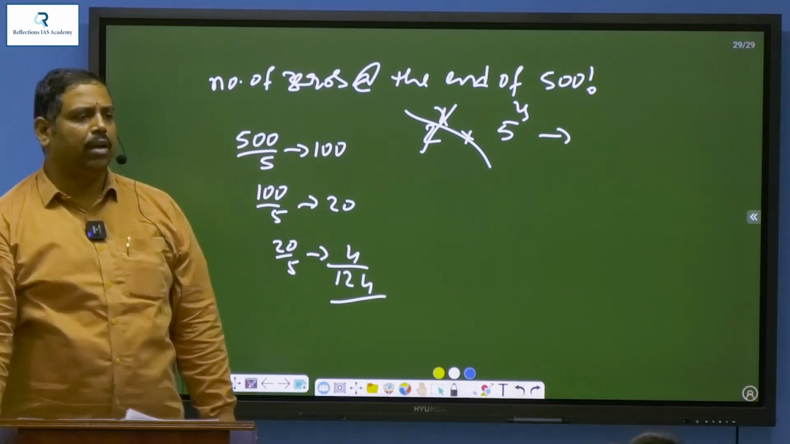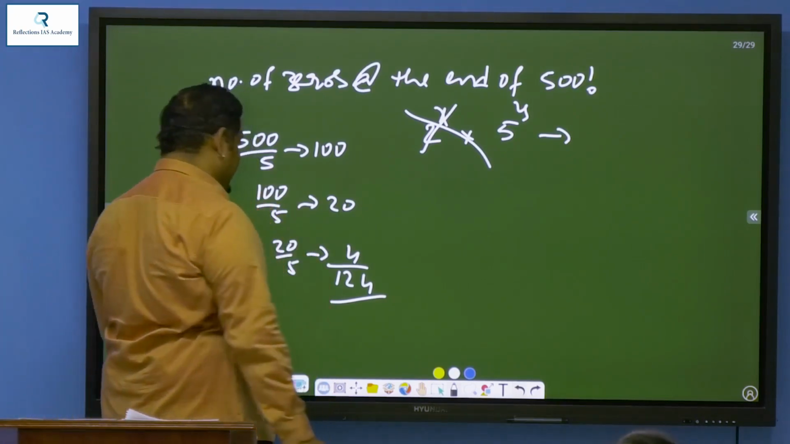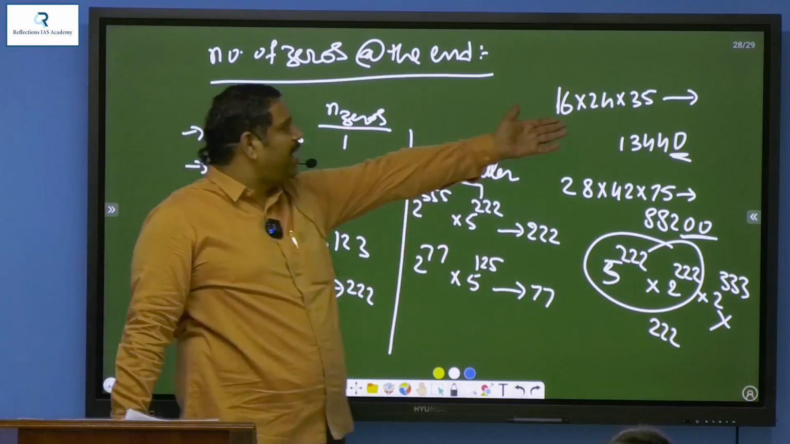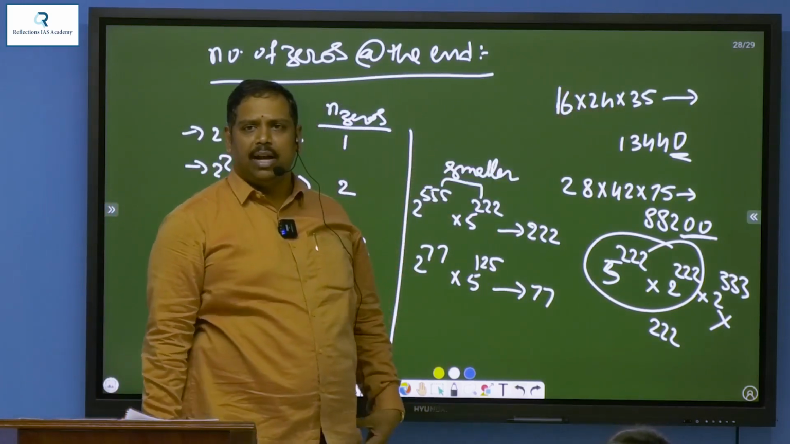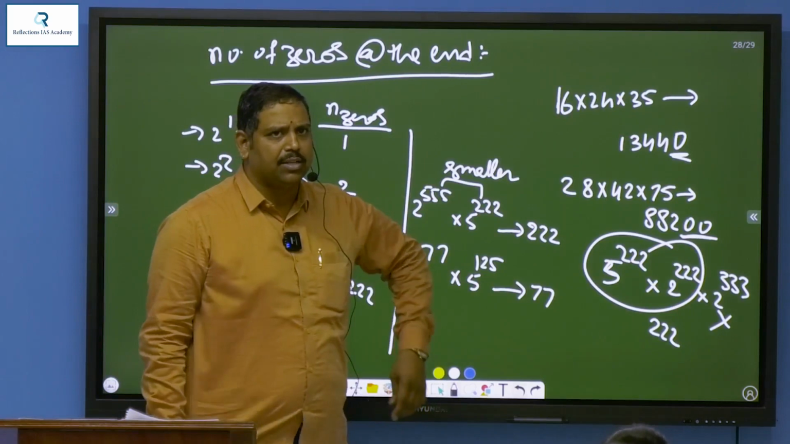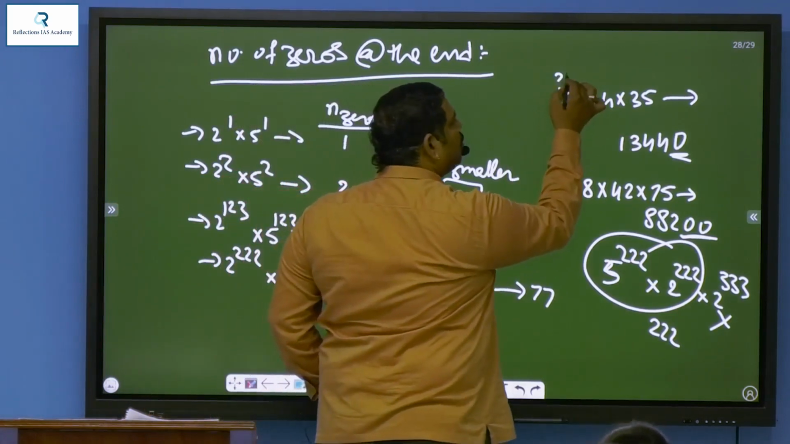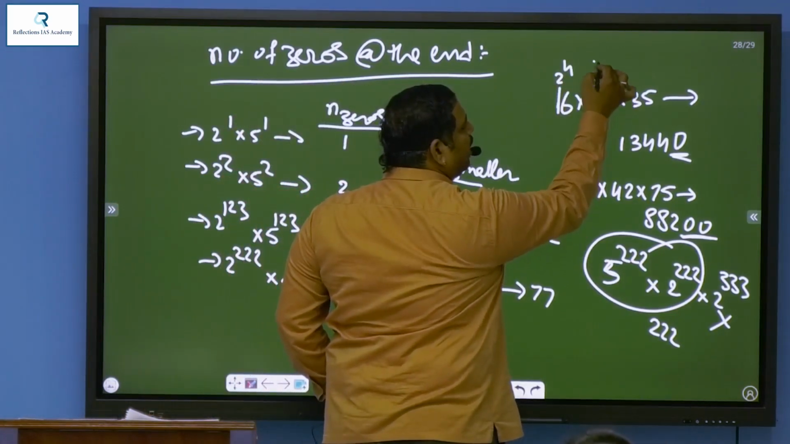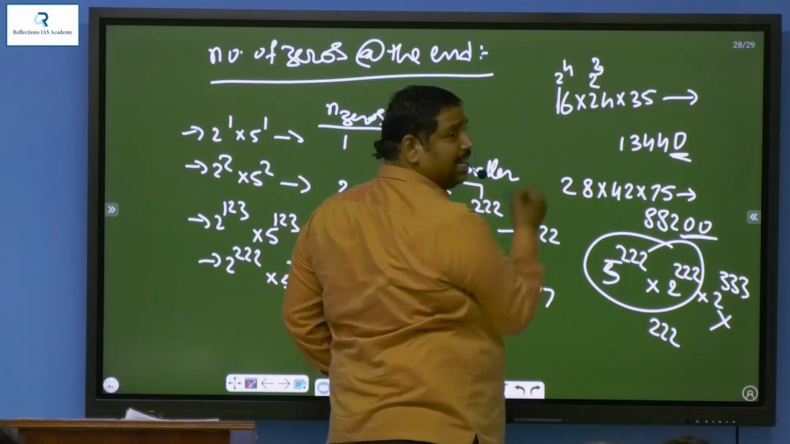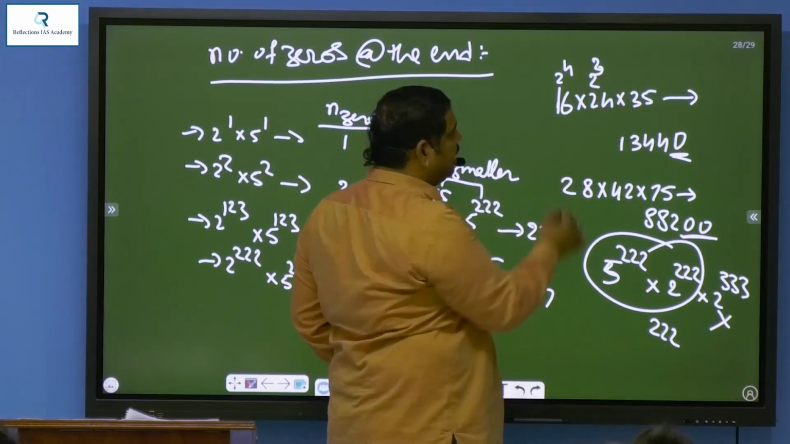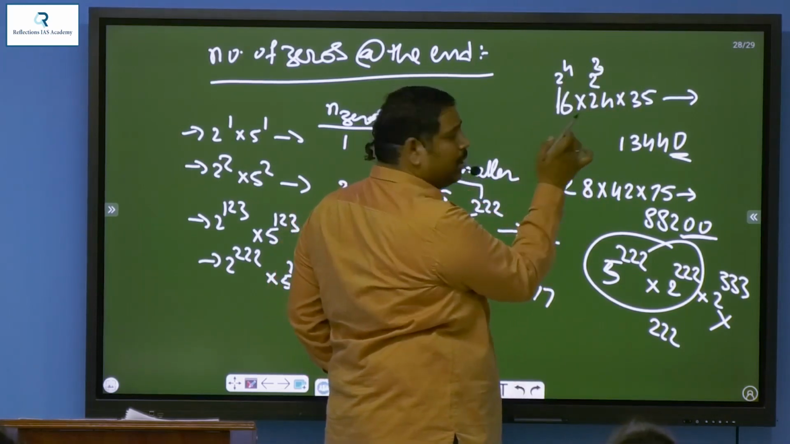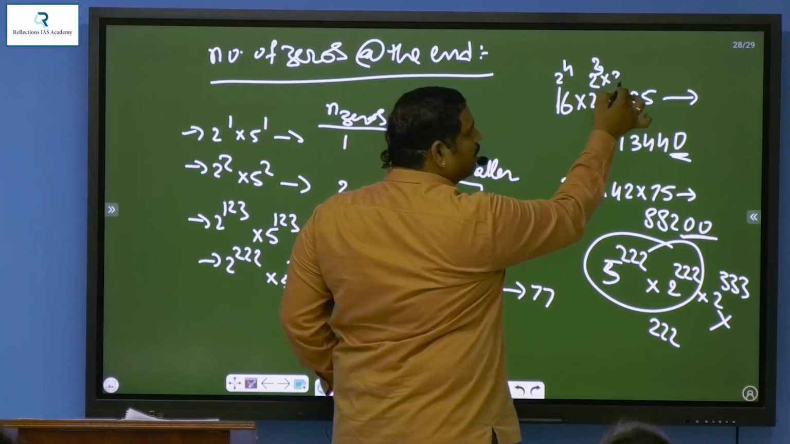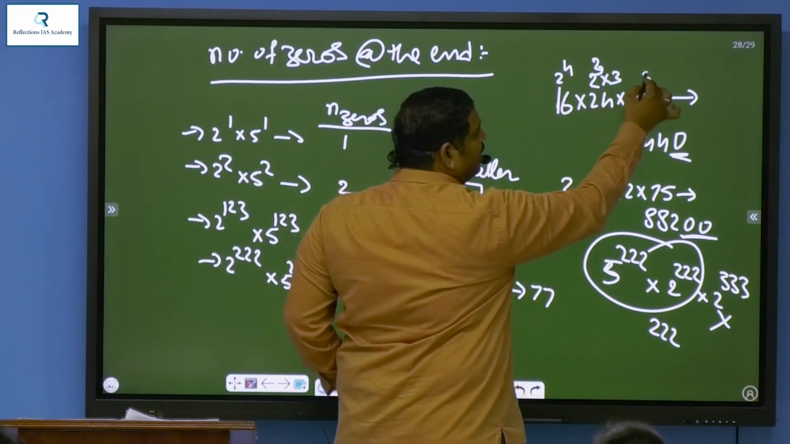Good. If it is clear, I'll explain the previous example. I said to find the number of zeros at the end of it. I said use a calculator because it is the initial stage. It has 2 power 4, 2 cube means 8, yes or no? See, 2 power 4 means 16 completely written. 24 means 8 into 3, 2 cube into 3, right? 35 means 5 into 7.